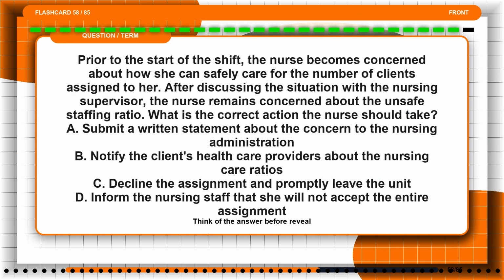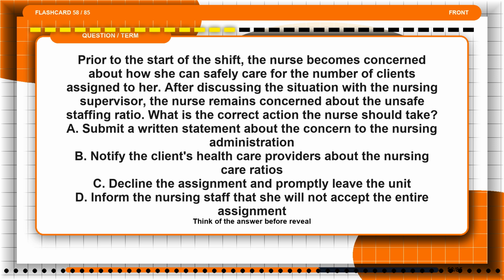Flashcard 58. Prior to the start of the shift, the nurse becomes concerned about how she can safely care for the number of clients assigned to her. After discussing the situation with the nursing supervisor, the nurse remains concerned about the unsafe staffing ratio. What is the correct action the nurse should take?